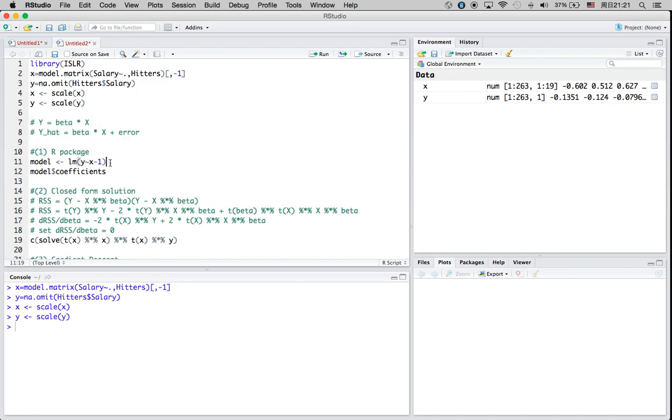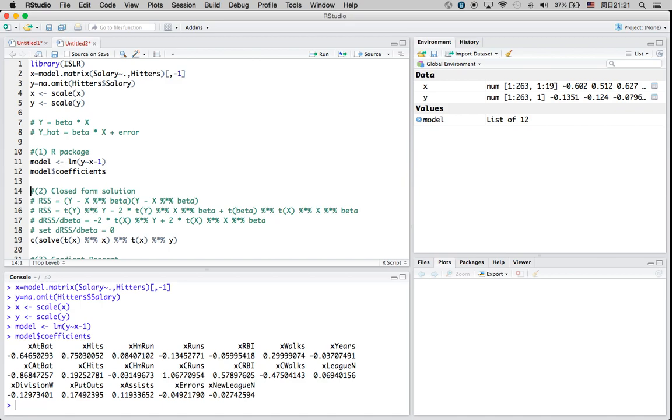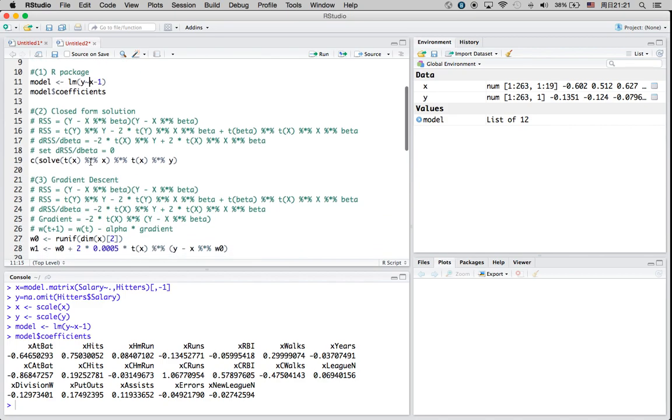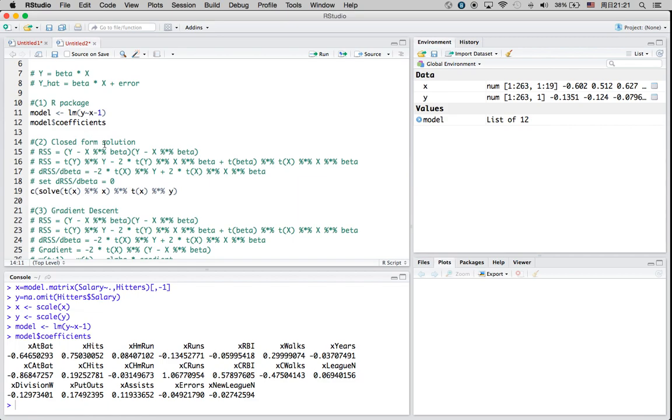When we first learn R, we know that there's an lm function, the linear model function, so that we can get the coefficient right away by using this one-line function here. But today I'm just going to talk about what the methods behind this are to calculate the coefficient. So first of all, let's take a look at the closed form solution.